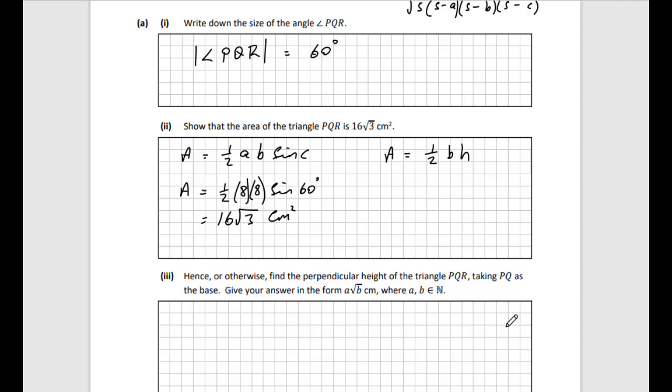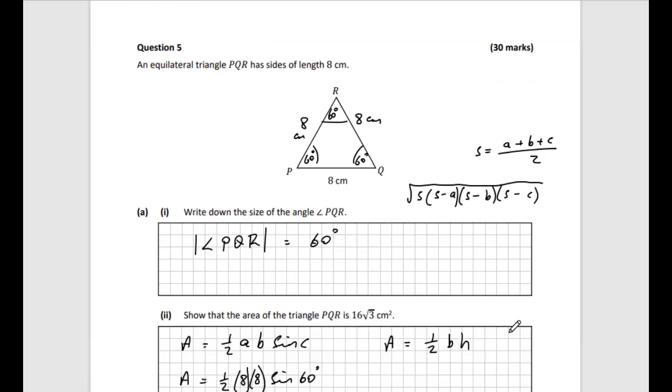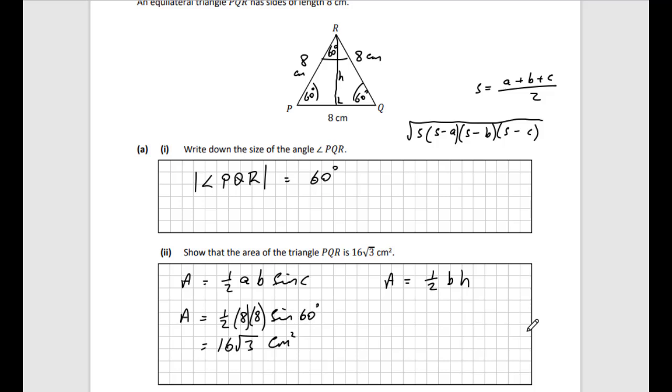Half the base times the height. You could have done that either. If you look at your triangle here, what you can do is just drop a line straight down here. It'll divide the triangle in half, so that's a right angle there. You can use Pythagoras' theorem then to work out h. You know that this is going to be 4 here, by the way. From here to here is going to be 4.